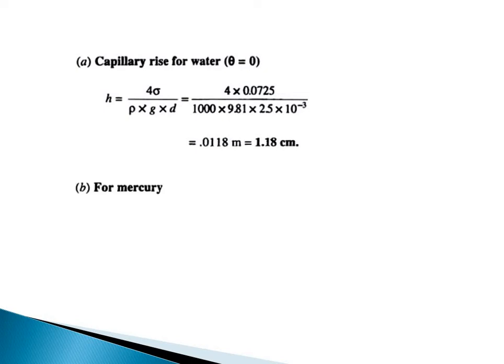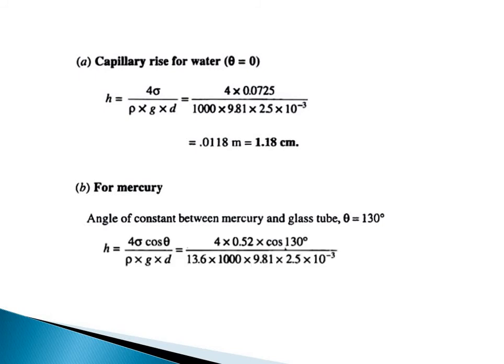Now for mercury, the angle of contact between mercury and glass is equal to 130 degrees. So H can be given as 4 times sigma cos theta divided by rho g d.